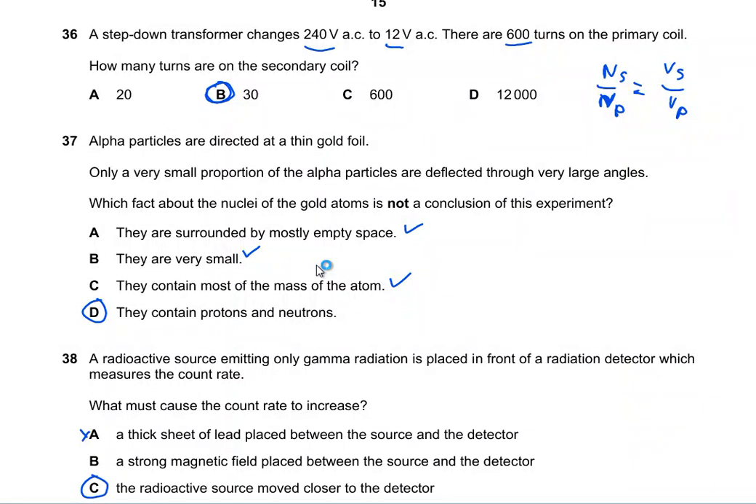Alpha particle. Oh, Ernest Rutherford's experiment. Oh, look, plot twist. Which is not a conclusion? Surrounded by mostly empty space. Yeah, he concluded that. They're very small. Yeah, the nucleus is very small. He concluded that as well. Contain most of the mass. Yes, but that is not relevant. Okay, that is true.